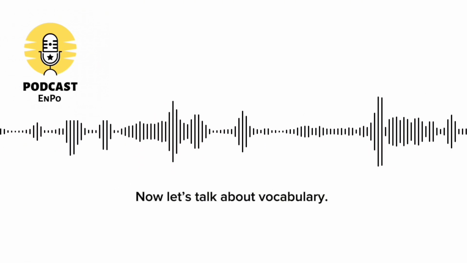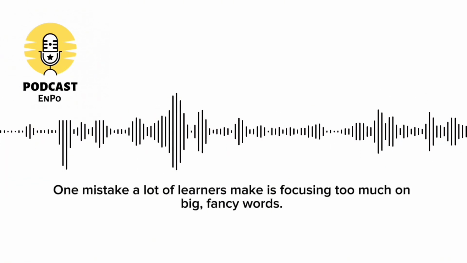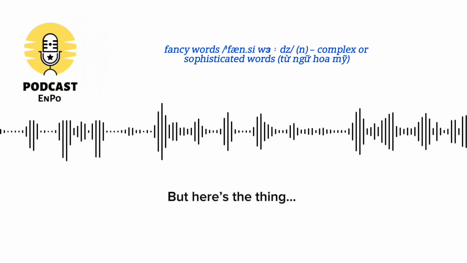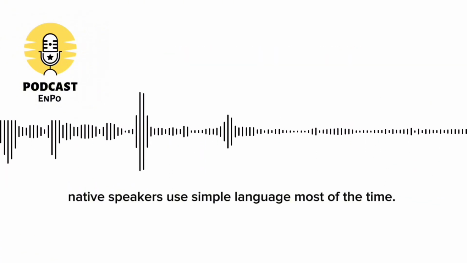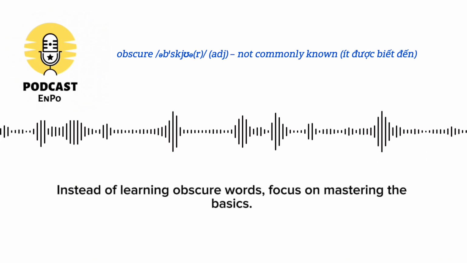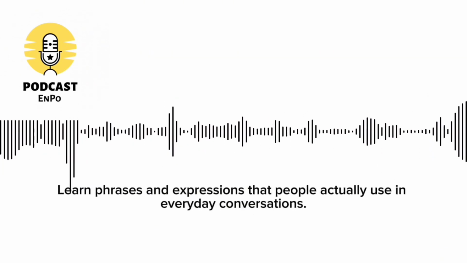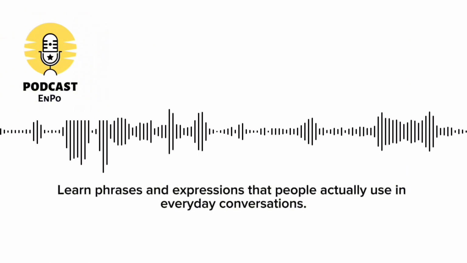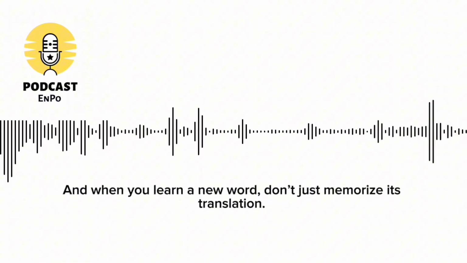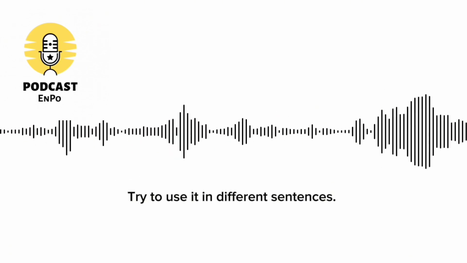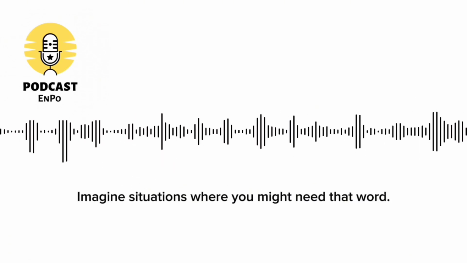Now let's talk about vocabulary. One mistake a lot of learners make is focusing too much on big, fancy words. But here's the thing. Native speakers use simple language most of the time. Instead of learning obscure words, focus on mastering the basics. Learn phrases and expressions that people actually use in everyday conversations. And when you learn a new word, don't just memorize its translation. Try to use it in different sentences. Imagine situations where you might need that word.